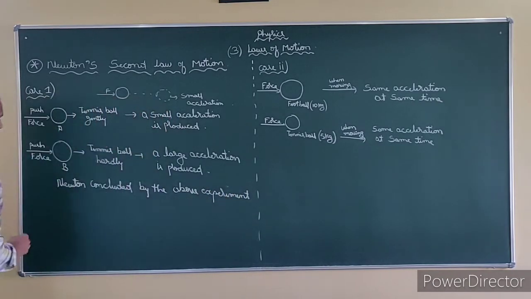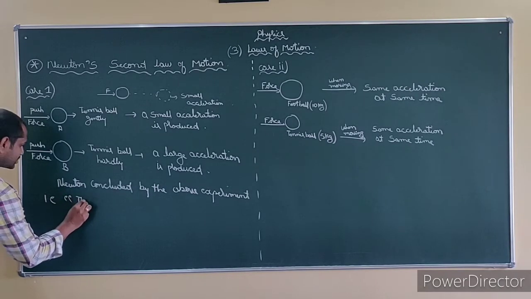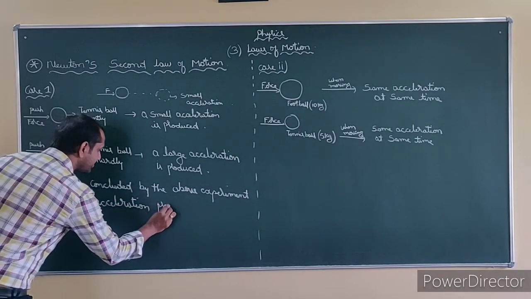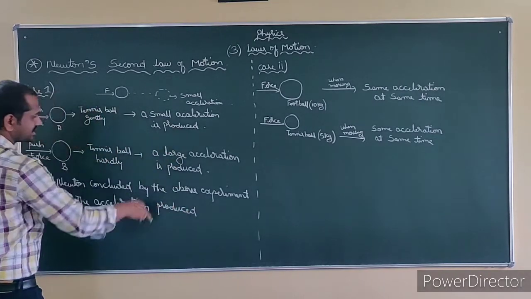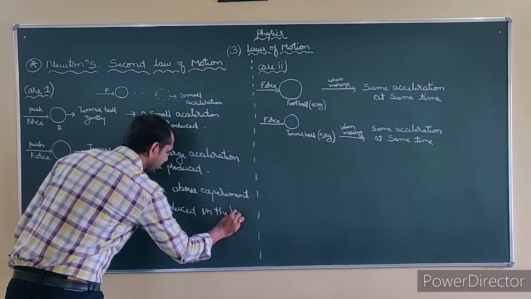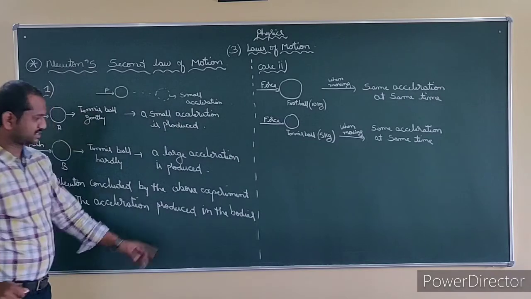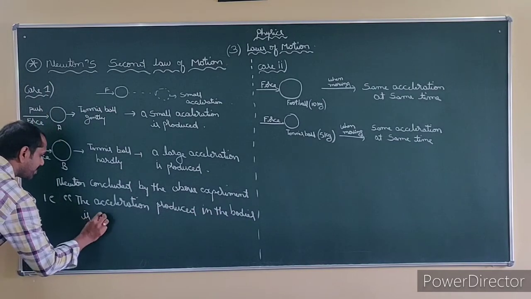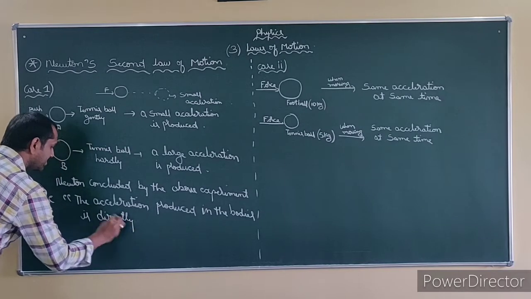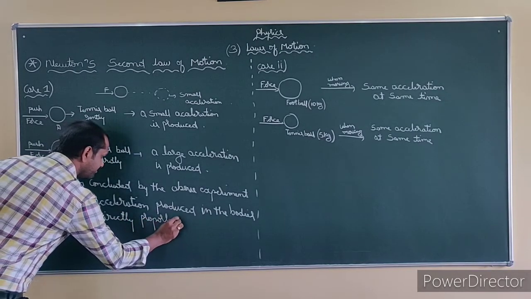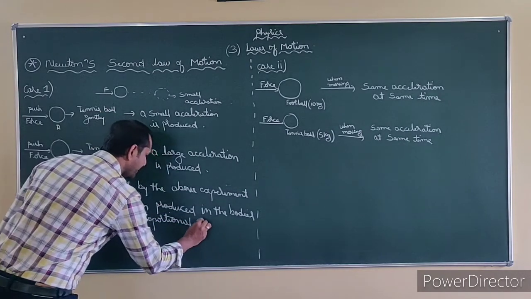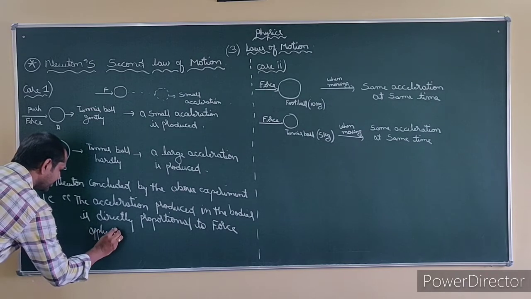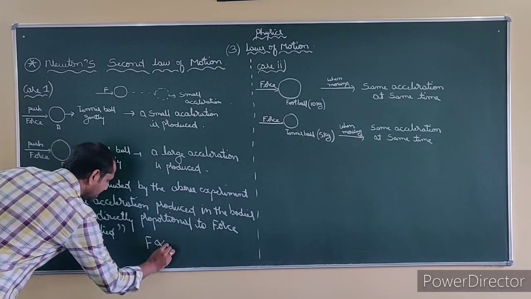Newton concluded by the experiment, that is, the acceleration produced in the bodies is directly proportional to the force applied. This we can write mathematically as F directly proportional to A.